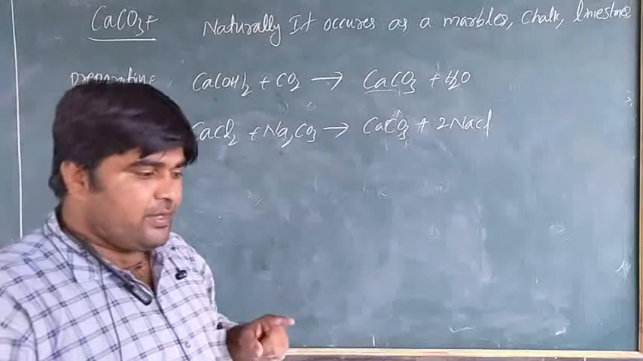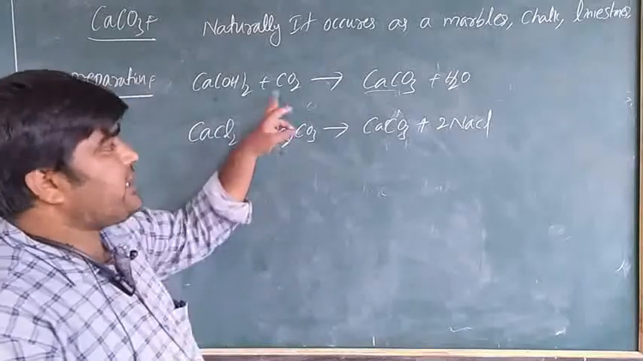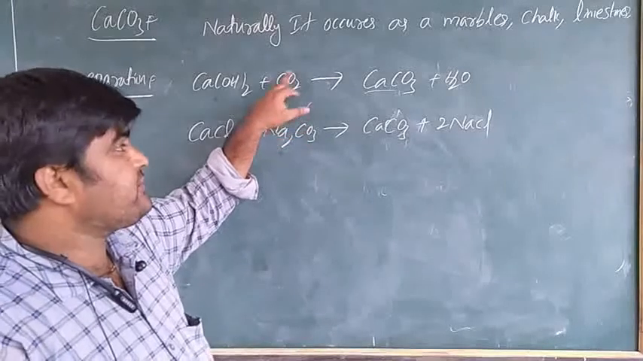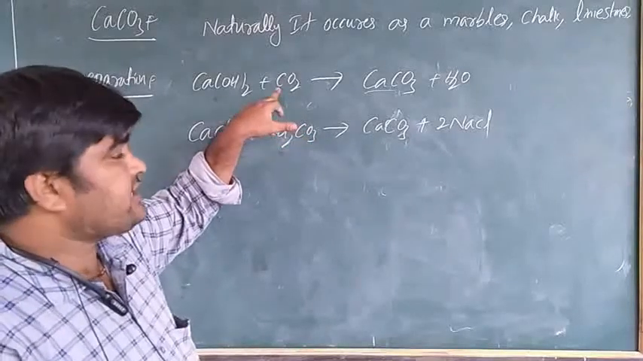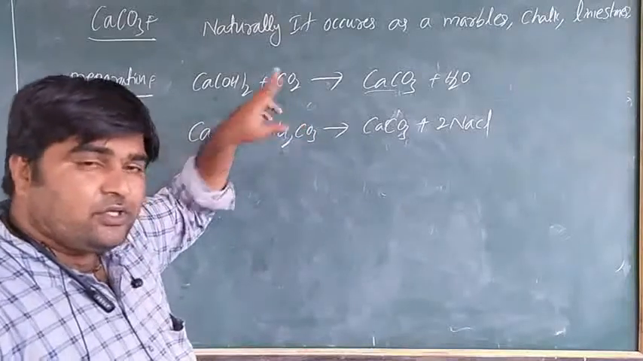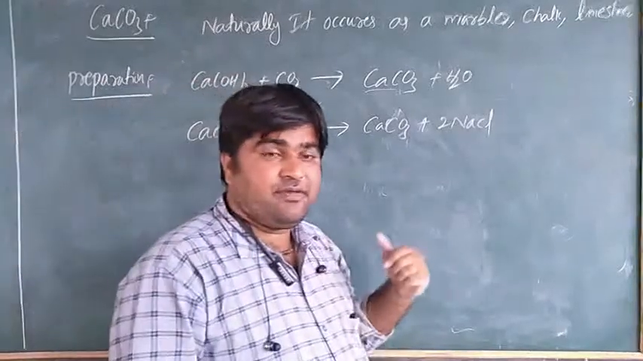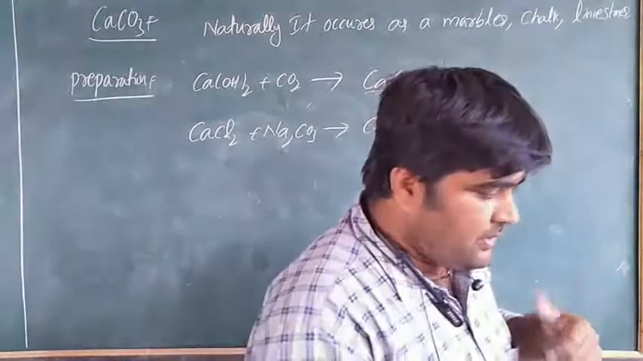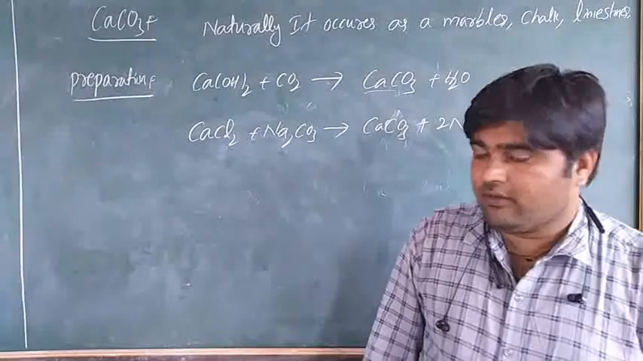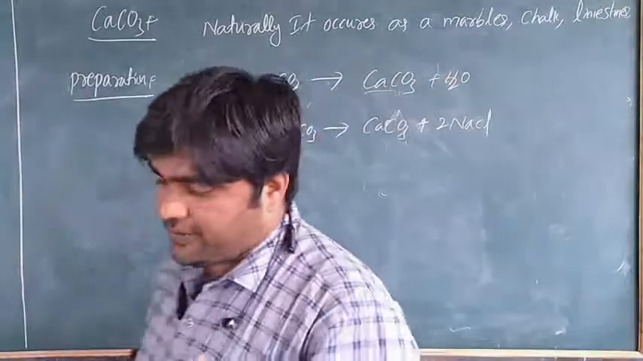Here is one thing to remember: you should avoid excess carbon dioxide. Why? Because if there is excess carbon dioxide in this reaction, you will get calcium bicarbonate. Previously we discussed this. Is it clear? Okay. Next, chemical properties.